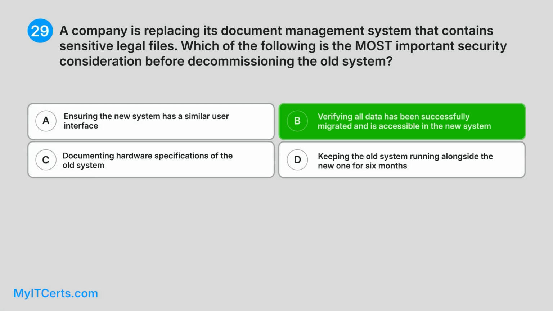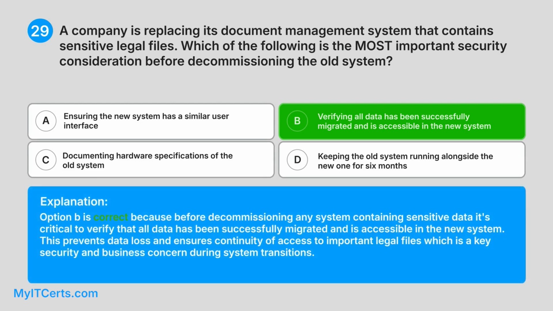Correct answer, B. Verifying all data has been successfully migrated and is accessible in the new system. Explanation. Option B is correct because before decommissioning any system containing sensitive data, it's critical to verify that all data has been successfully migrated and is accessible in the new system. This prevents data loss and ensures continuity of access to important legal files, which is a key security and business concern during system transitions.